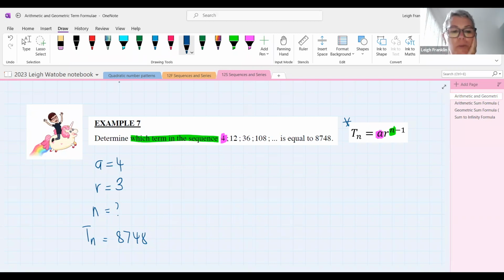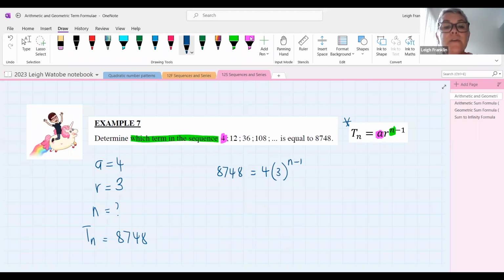Okay, so hopefully we all did this. We all said that 8748 is Tn, and it's equal to A, which is 4, times R, which is 3, to the power of n minus 1.